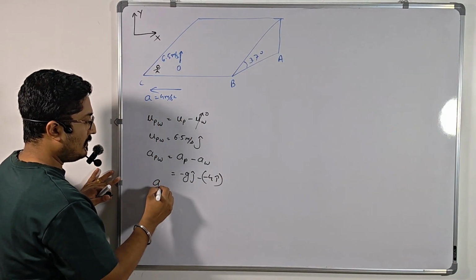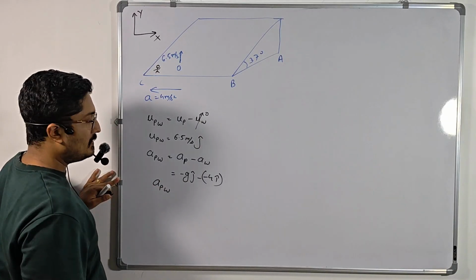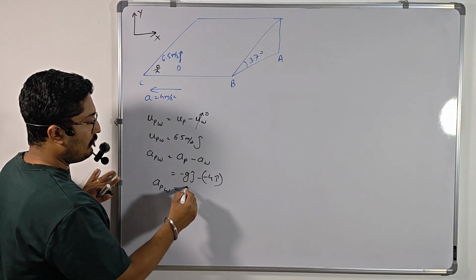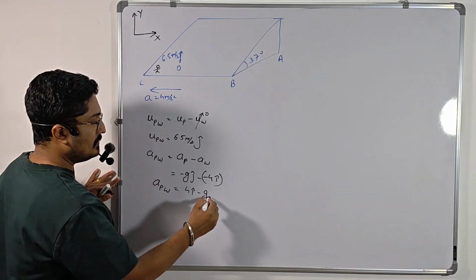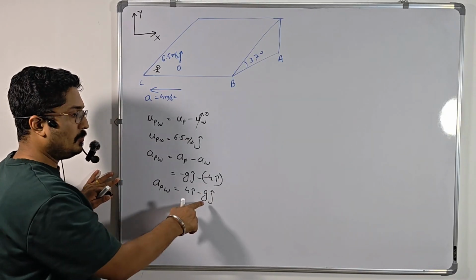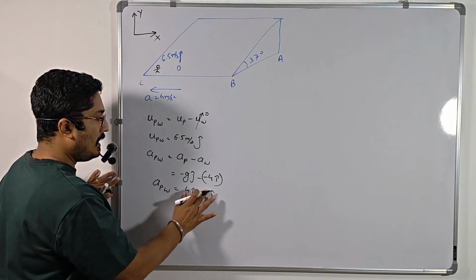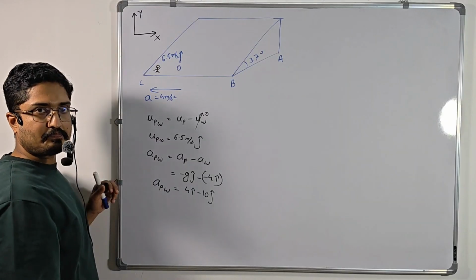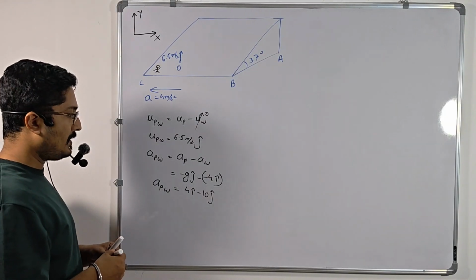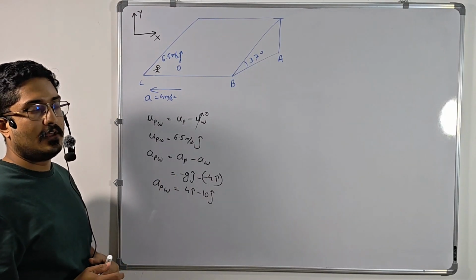And from here, I'm getting the acceleration of the particle with respect to the wedge is equal to 4 i cap minus g j cap. g, you can assume it as 10. So you can put this value as 10 j cap. Okay, so this is the acceleration of the particle with respect to the wedge.